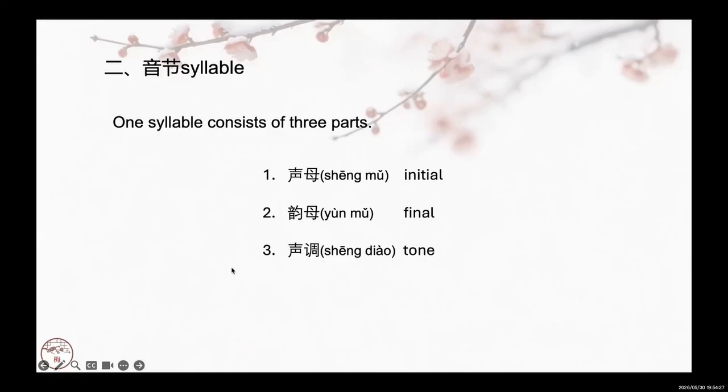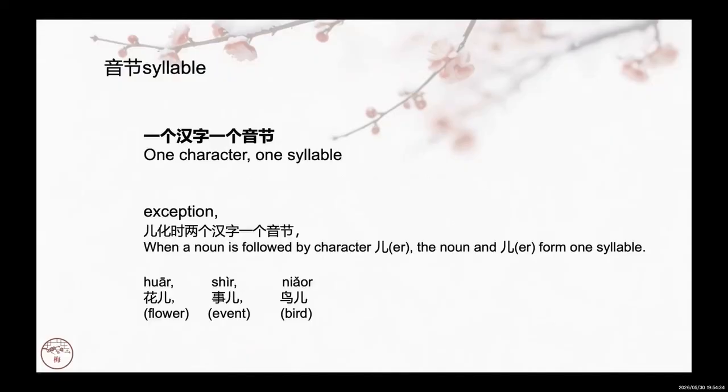So let's look at what is initial, what is final. Okay, this is about the rule I just mentioned. One Chinese character, one syllable. This almost applies to all Chinese characters, but there is one exception. You can listen to this, but you don't have to master it.